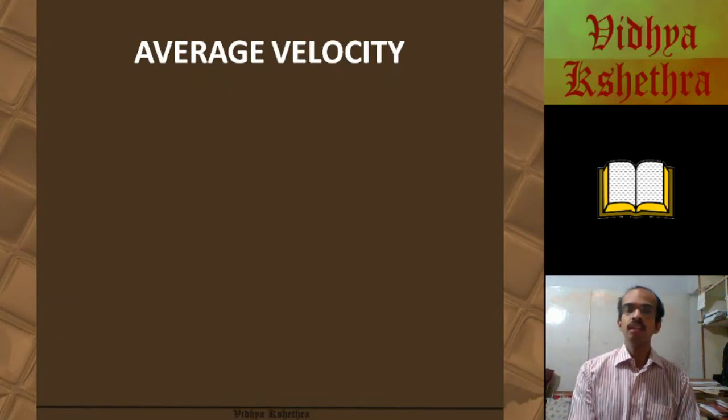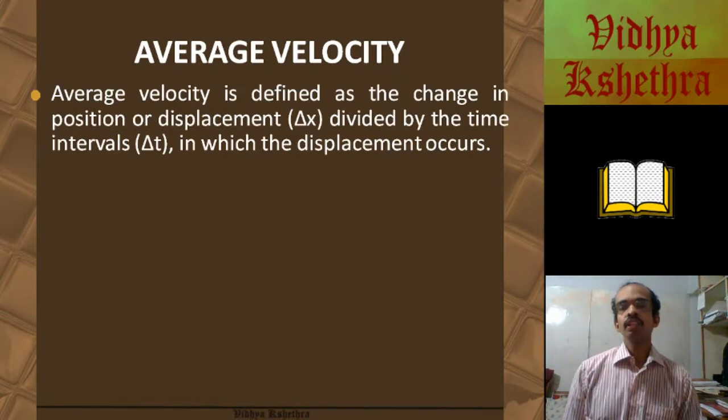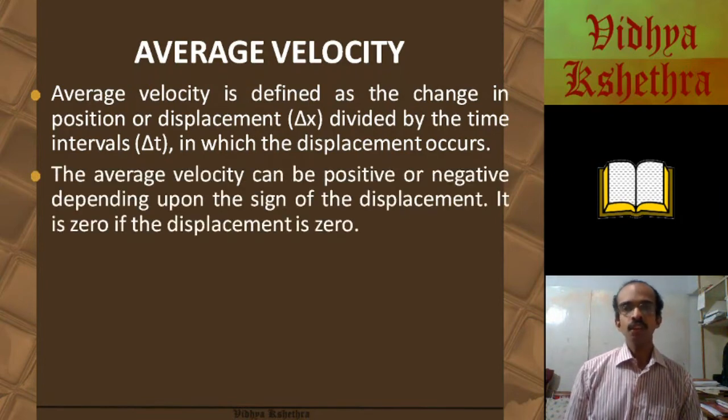Now we can see the concept of average velocity. Average velocity is defined as the change in position or displacement divided by the time interval in which the displacement occurs. The average velocity can be positive or negative depending upon the sign of displacement. It is 0 if displacement is 0. Average velocity is also a vector quantity like displacement.